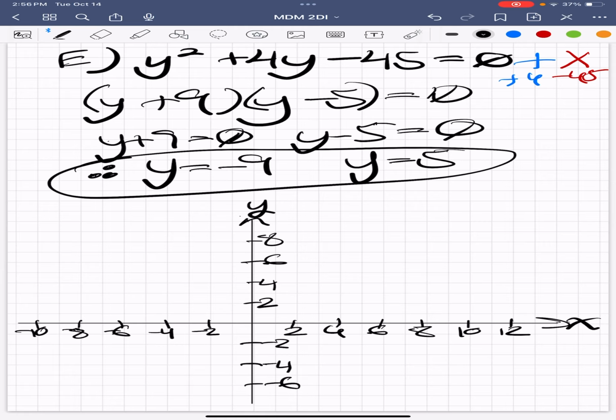So we have our quadratic equation, we factored it, then we set each piece equal to 0, and then we found the x-intercept values. So we need negative 9, and then we need 5.